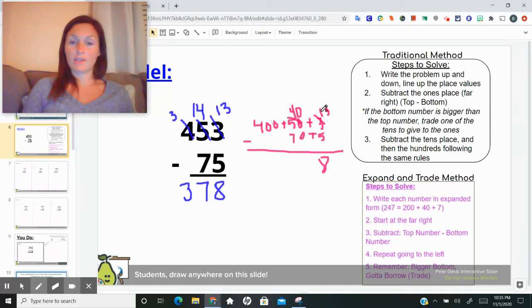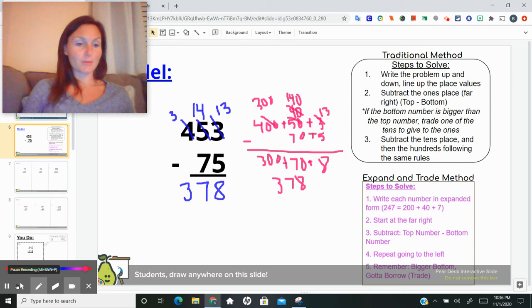So here you can just visualize it a little easier. You realize again, 40 minus 70, you can't do it, so you take 100. So now this is 300 rather than just putting the 3. And then you take that 100 plus the 40, and now that's 140 rather than just the 14. 140 minus 70, we realize is 70. 300 minus nothing is 300. And then you just have to add these up. 300 plus 70 plus 8 is 378. Alright, so either way, you will get the right answer.